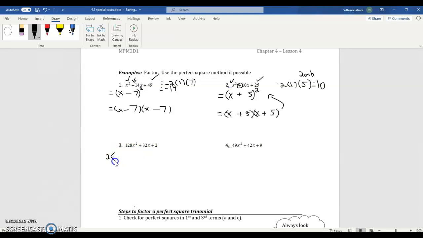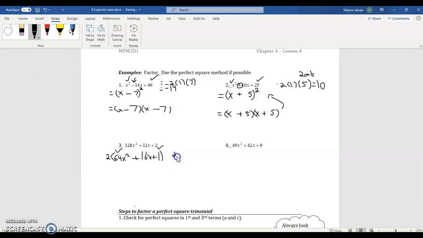If you factor out a 2, you get 64x squared plus 16x plus 1. And now it looks like you have a perfect square trinomial. If you look, the square root of 64x squared is 8x, that works. The square root of 1 is 1, that works. Let's just double check though to see if that middle term is actually 2ab.